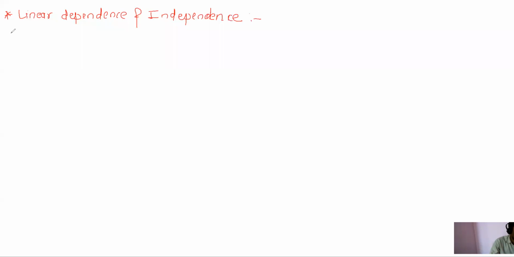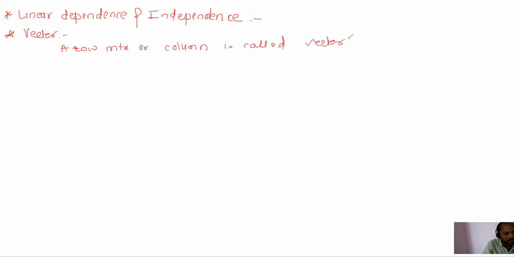Before going for that, first consider the definition of a vector. What is meant by a vector? In mathematics, in the matrix unit, let's consider what a vector is. A row matrix or a column matrix is called a vector. Regarding vectors, we are defining this concept of dependence and independence. A vector means a row matrix or a column matrix.